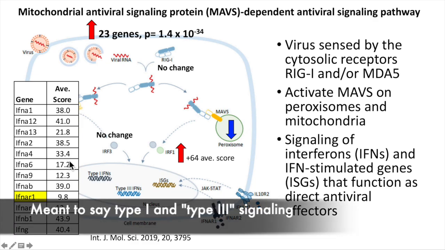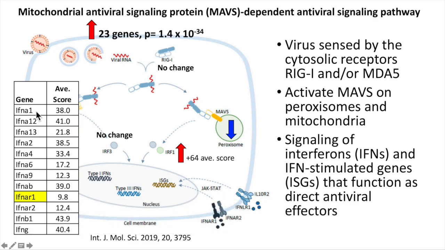Other investigators have noted an inhibition of type 1 and type 2 signaling in the response to the current SARS-CoV2 virus, and we do see interferons alpha, beta, and gamma on our list, so it's possible that this inhibition happens post-transcriptionally.